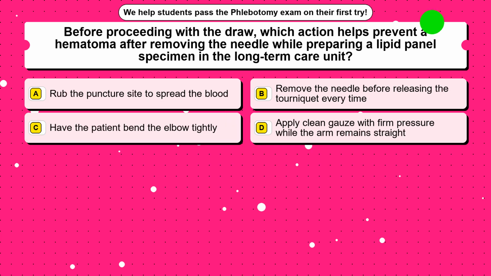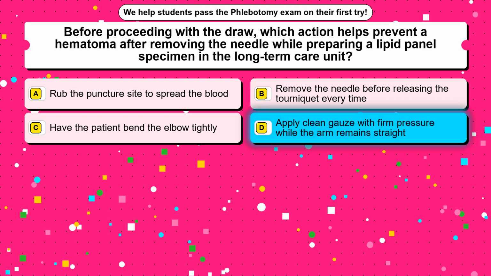Question 17. Before proceeding with the draw, which action helps prevent a hematoma after removing the needle while preparing a lipid panel specimen in the long-term care unit? Option A. Rub the puncture site to spread the blood. Option B. Remove the needle before releasing the tourniquet every time. Option C. Have the patient bend the elbow tightly. Option D. Apply clean gauze with firm pressure while the arm remains straight.